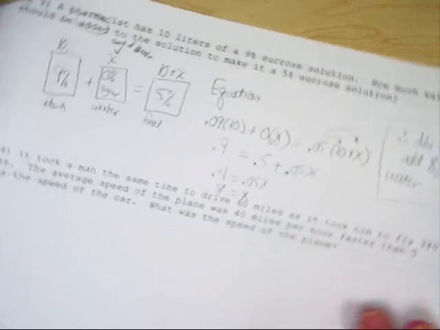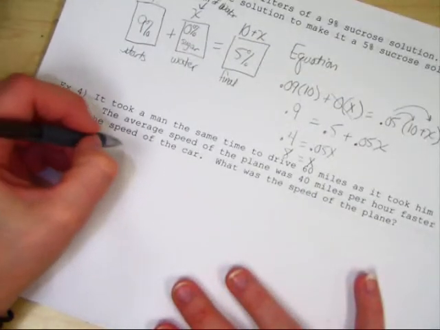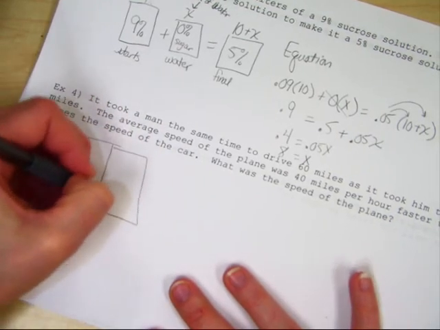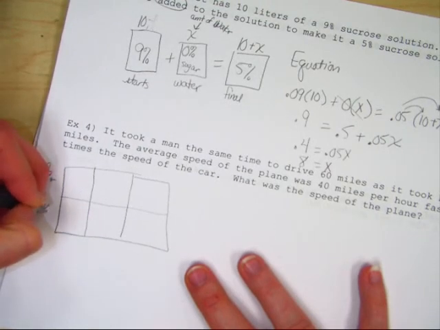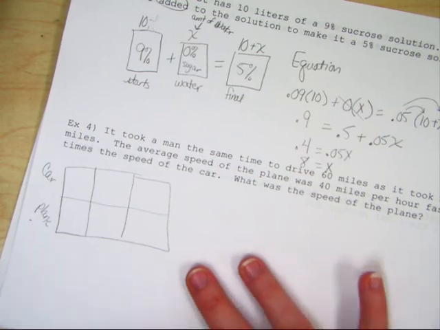Let's look at example 4. It took a man the same time to drive 60 miles as it took him to fly 340. The average speed of the plane is 40 faster than 5 times the speed of the car. What's the speed of the plane? This is a distance rate time chart. Why don't you go ahead, and we know we're going to have car and plane. Why don't you set it up, and we'll go talk about the solution on the next page.